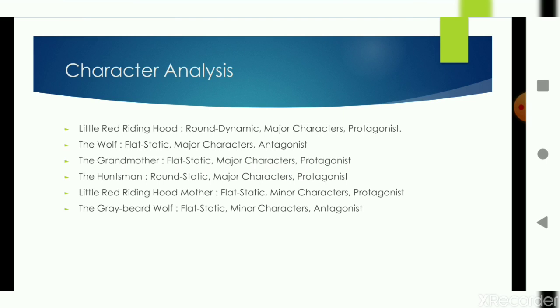Static because his true objective throughout the story is only to eat Little Red Riding Hood and the grandmother. That means he doesn't show any change at all. Major character because the wolf helped the progress of the story. Antagonist because he wants to eat Little Red Riding Hood and the grandmother.